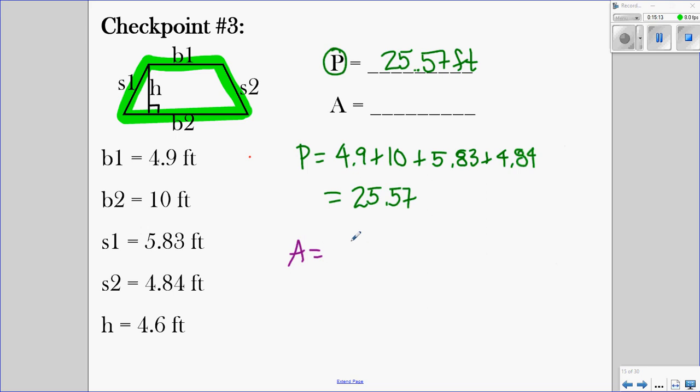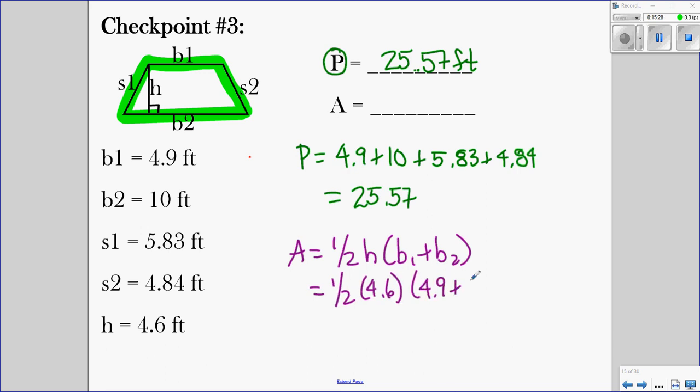Our area, which I'll use another color, I'll use purple for that, since we're dealing with a trapezoid, it's half times height times the two bases together. They give us all the information. We've got the height and the bases.